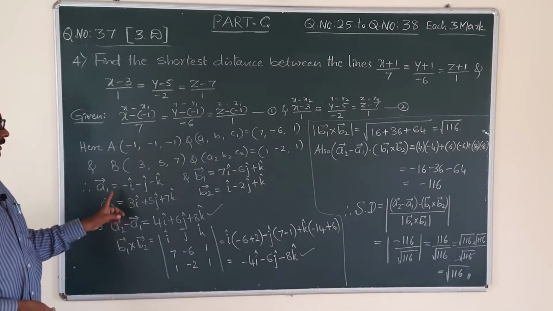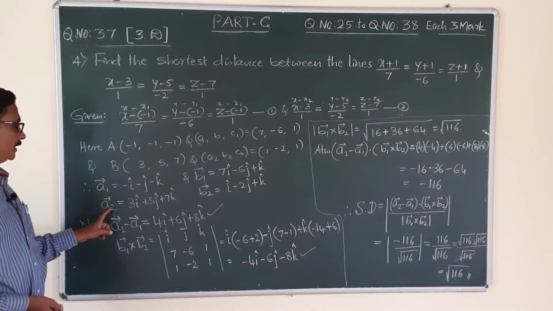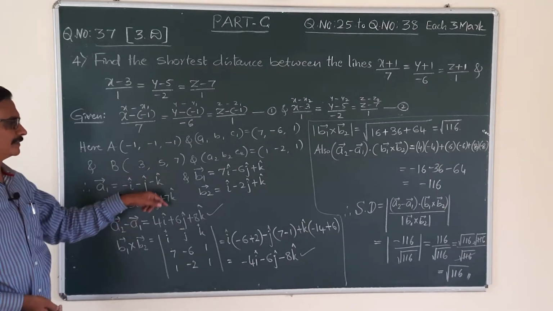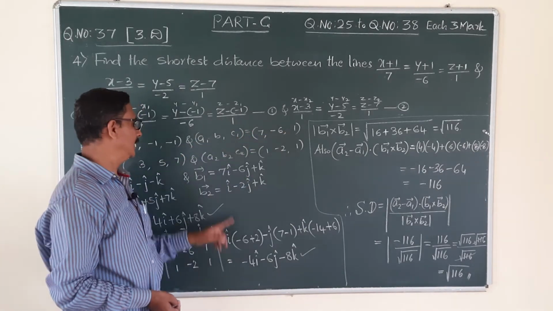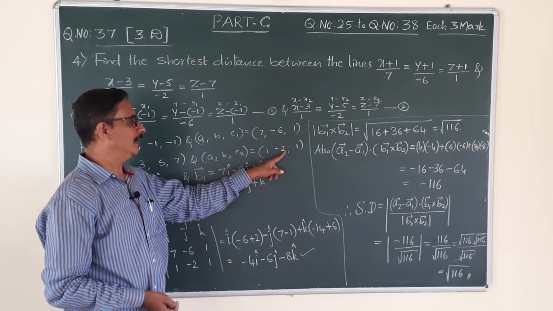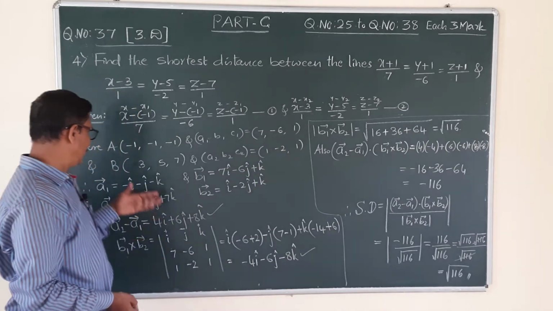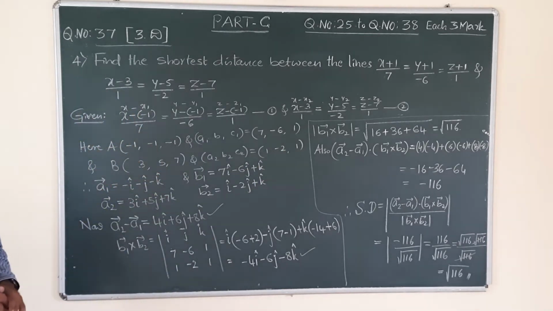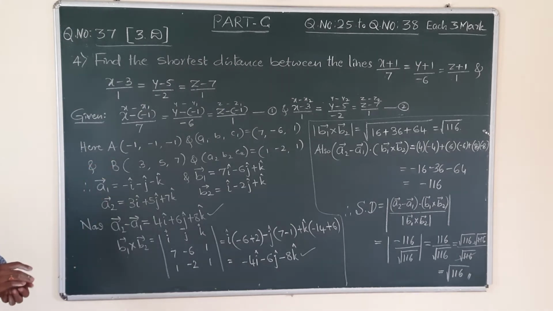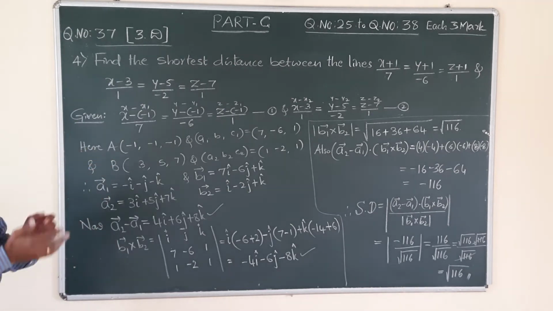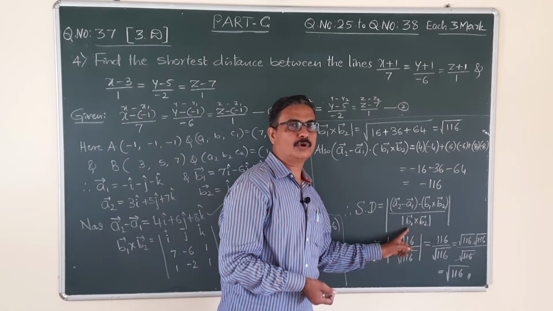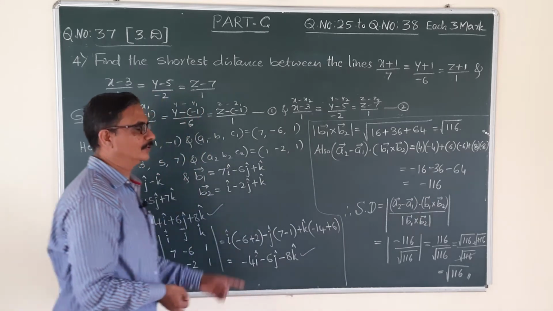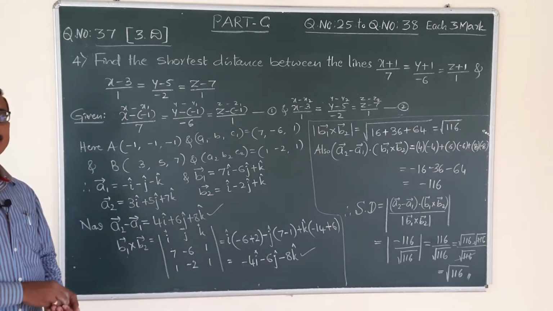Then position vector OB represented by a2 vector is equal to 3i plus 5j plus 7k. b1 is the vector 7i minus 6j plus 1k. b2 is the vector 1i minus 2j plus k. Then apply the formula. Shortest distance between two lines is given by the formula modulus of a2 minus a1 dot b1 cross b2 divided by the magnitude of b1 cross b2. So its answer is root 116.